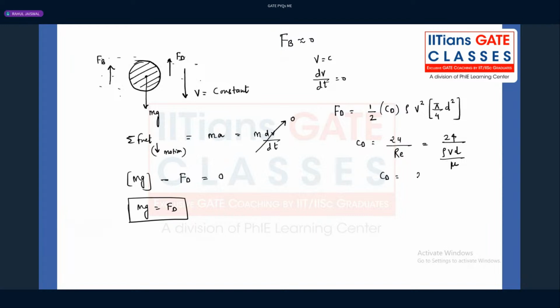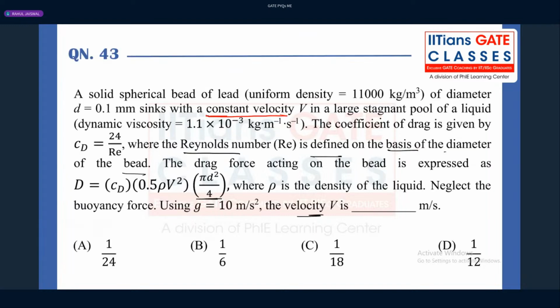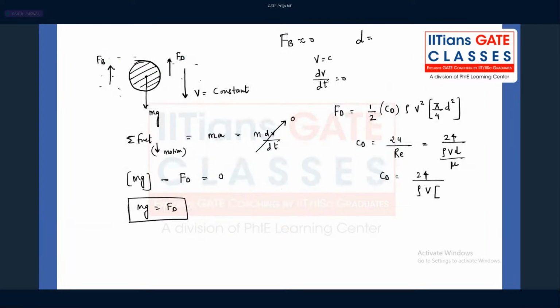Now put that value, 24 over Re. Density is given; let's keep the density like this. And the velocity, let's keep it like this. What is the diameter? If you read the problem, the diameter is given as 0.1 mm. And the viscosity is given as 1.1 into 10 power minus 3 Pascal second.